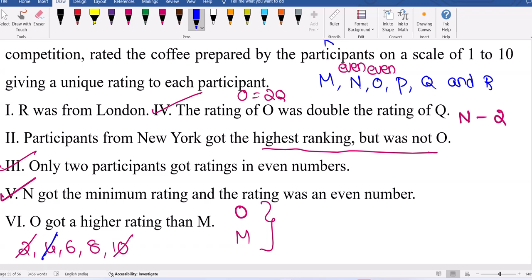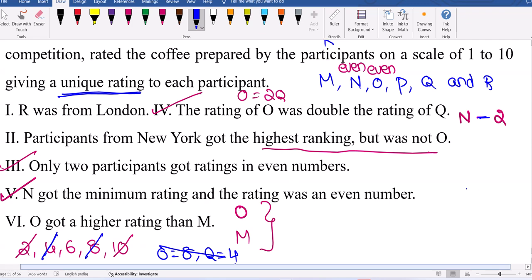So why did you remove 4, sir? O is equal to double Q. If suppose O equals 4, Q must be 2. 2 is already assigned to N. All people got different ratings. Nobody got the same. Already N is given as 2. That's the minimum. So O can go for 6 or 8 only. And 8 is also not possible, because if O is 8, then Q must be 4, both even. Already one even is there, so 8 is also not possible. M is 6.